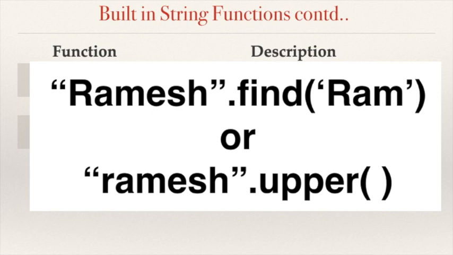The second example has an upper function which does not accept any parameter, as it does not require it, because it has a simple task of changing the calling string Ramesh to its uppercase string. So these two examples show us how to use functions related to strings in a program. Let us understand the use of all these functions we have learned through an example code.